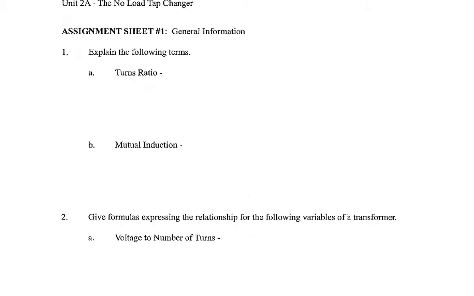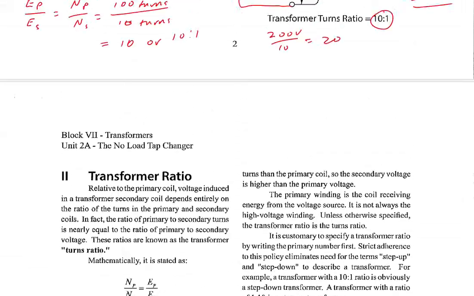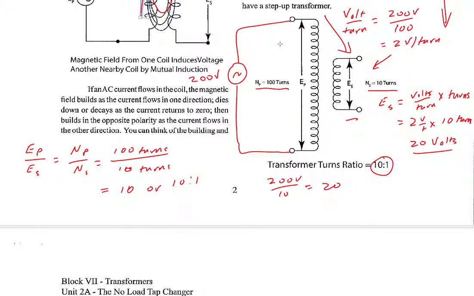Okay, let's go back to see what question 2 is. Give the formulas expressing the relationship for the following variables of the transformer: voltage to the number of turns. Well, we just talked about that up here, with this transformer right here. The turns ratio is the number of primary turns over the number of secondary turns, and that ratio is the same as the voltage ratio, so they should be across from each other. This is a direct proportion. If the number of turns goes down, say here, then this voltage is going to go down.